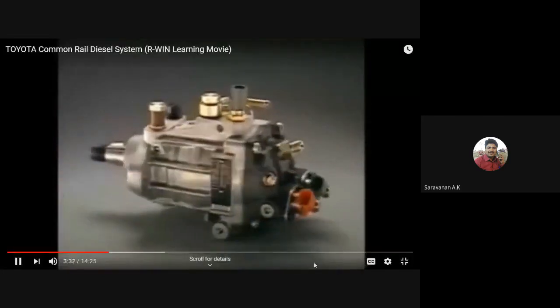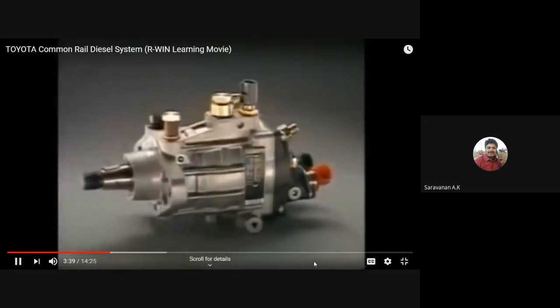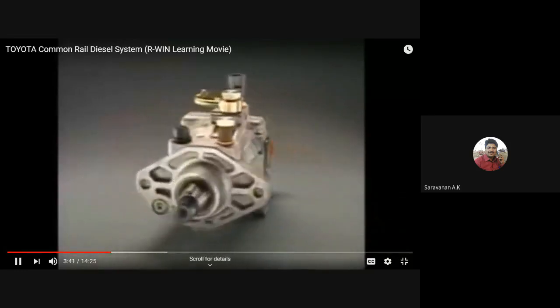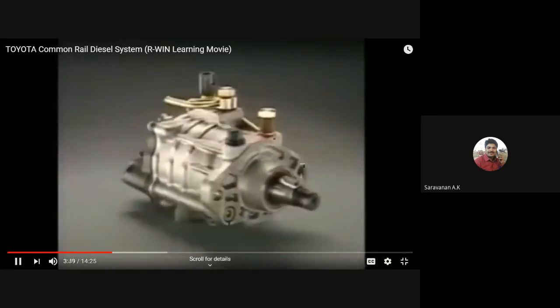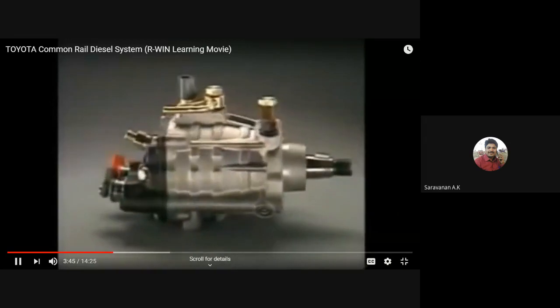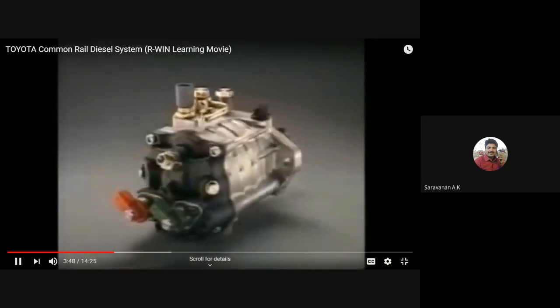The fuel pressure that is created in the supply pump varies according to driving conditions. It is approximately 20 megapascals at idle and increases to as much as 135 megapascals during high load, high speed operation.